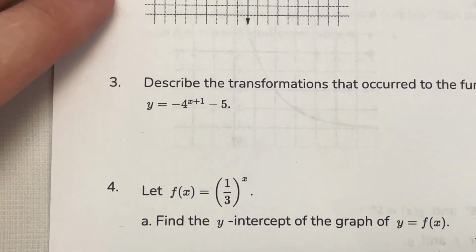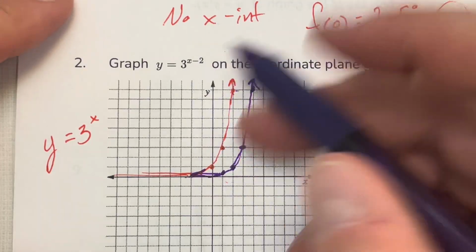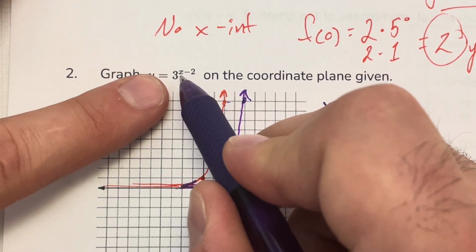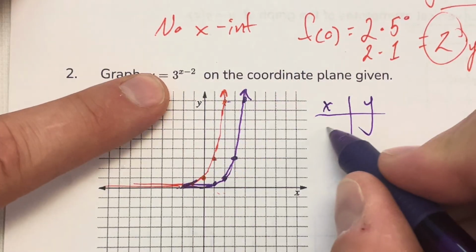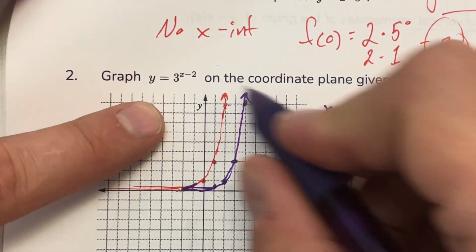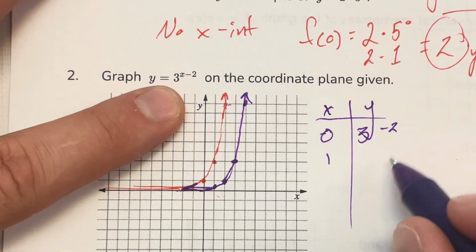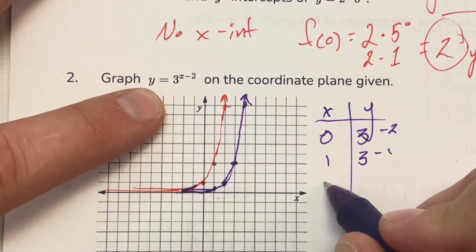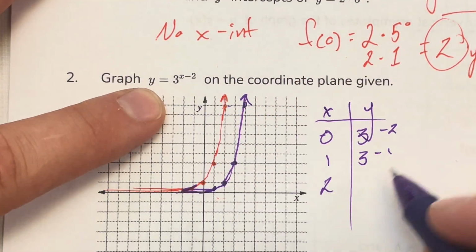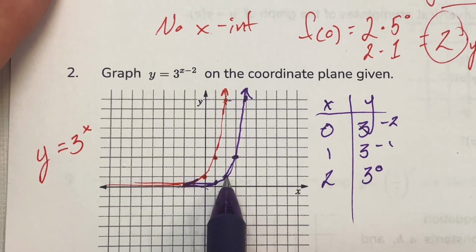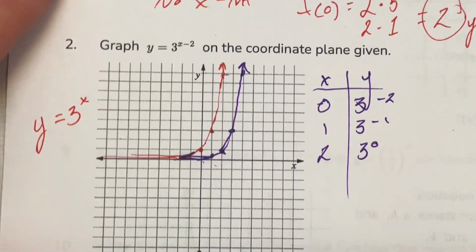Okay, all right. So by the way, that's one way of doing it. You could also make an x and y table and put in different values for x. Put in 0, you get a -2, and you'd have 3 to the -2 power. You put in 1 and you'd have 1 minus 2, which would be 3 to the -1 power. Put in 2, 2 minus 2 would be 0. So at 2, we get 3 to the 0 power, which is 1. This is another way that you totally could do that.